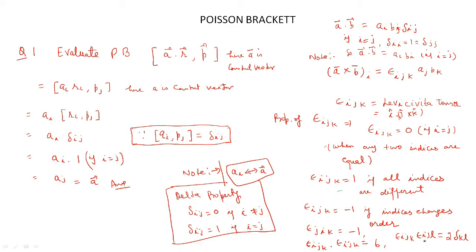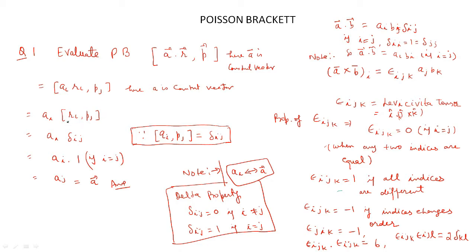Now we will evaluate the Poisson bracket of the vector A dot r comma p. Here A is a constant vector. You know that A dot B can be written as a_i b_i. So we will write A dot r as a_i r_i, and p is written as p_j, because here A is a constant vector. So from the property of the Poisson bracket we can take it out. So it will be equal to a_i times Poisson bracket r_i p_j.